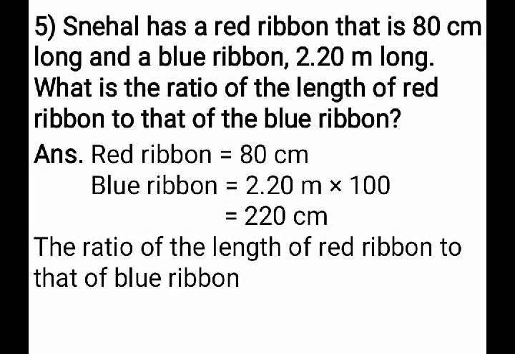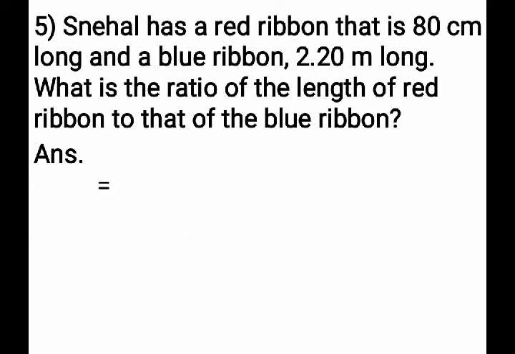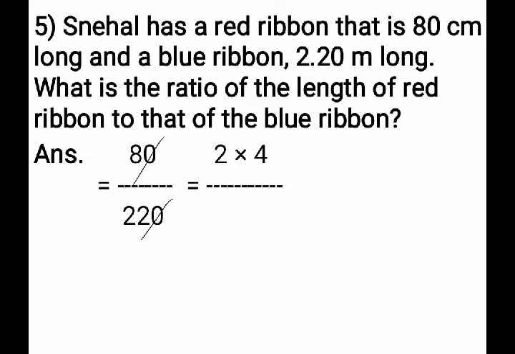The ratio of the length of red ribbon to that of blue ribbon is equal to 80:220. You have to write the fraction form of the length of red ribbon to that of blue ribbon to find the ratio. That is 80/220. 0 gets cancelled. Number 8 and number 22 are in the table of 2. That is 2 4s are 8 upon 2 11s are 22. 2 gets cancelled on numerator and denominator. So what will remain?